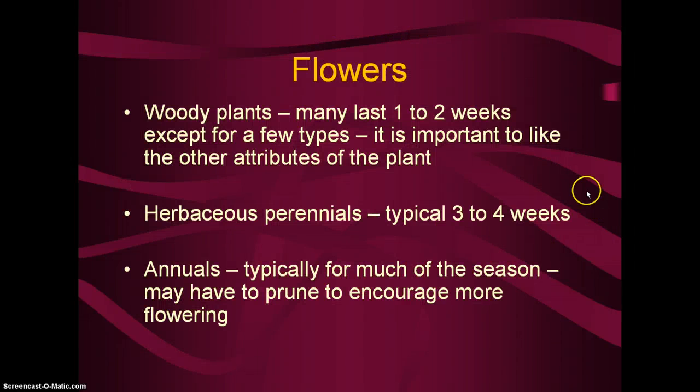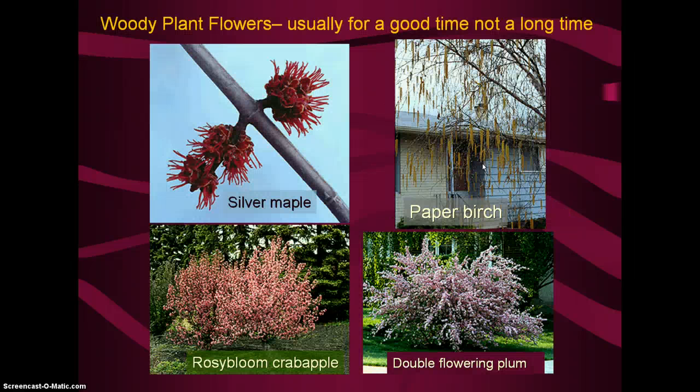Flowers in woody plants last typically only 1 to 2 weeks, but sometimes can last longer. Herbaceous perennials, on the other hand, typically will last a little longer than your average woody plants, 3 to 4 weeks, but there are some examples that last a lot longer. These are just averages. And then annuals, we often plant those because they'll bloom from the time we put them in till frost. They're not there for a long time, but they're there for a good time.